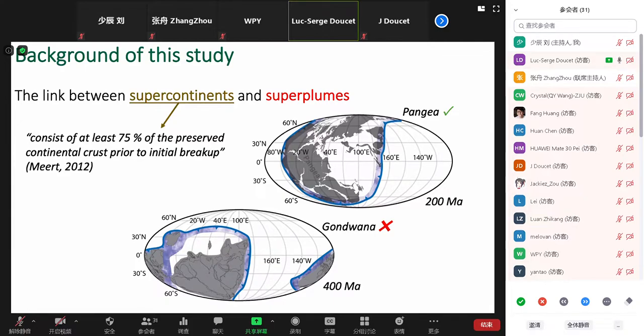So this definition is based on what we know about Pangaea, the last supercontinent you have on the right. So 200 million years ago, this is a reconstruction of the supercontinent.